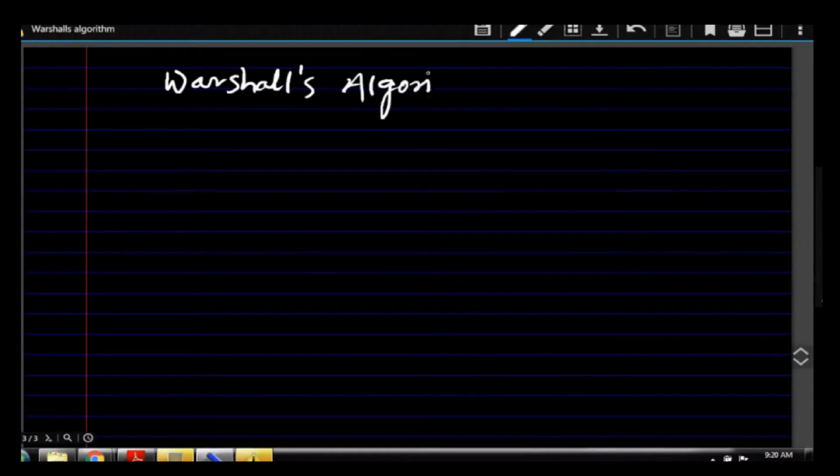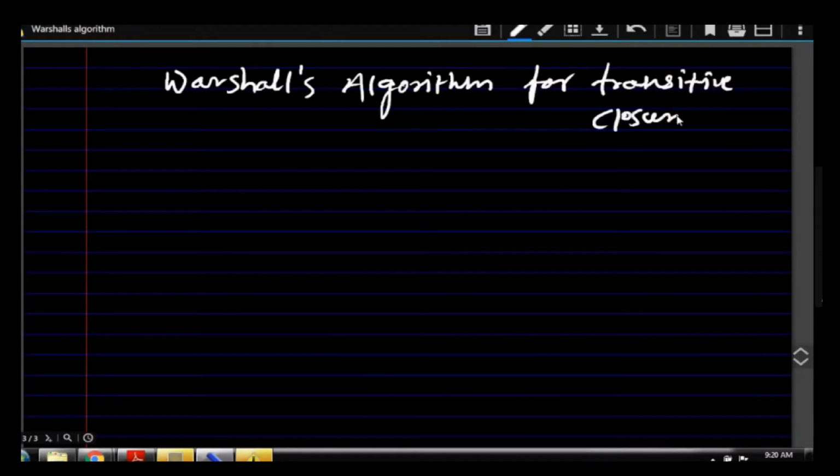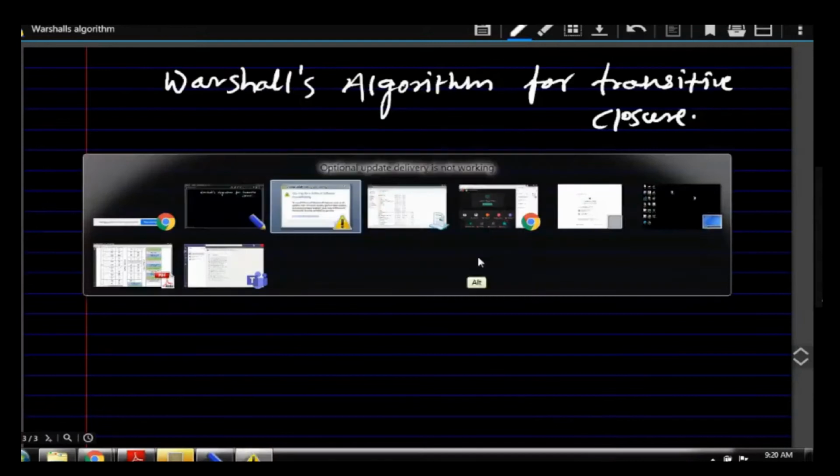Algorithm for transitive closure. We will understand Warshall's algorithm step by step with an example, so that it will be easier to understand it.